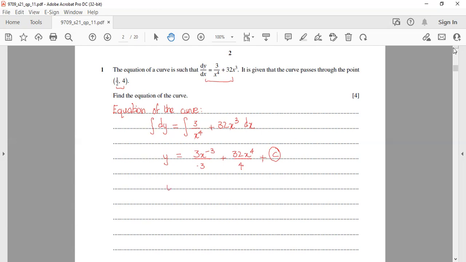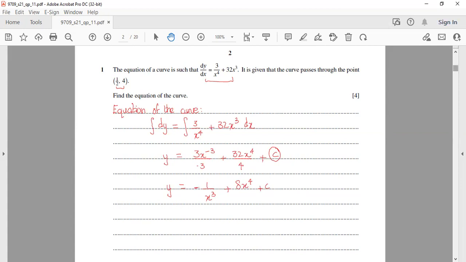Now we will simplify. So I will have y is equal to minus 1 over x to the power of 3. Okay, parce que x to the power of minus 3, quand nous rewrite, leaving 1 upon x to the power of 3 plus, donc 32 sur 4 fait 8, x to the power of 4 plus c. Donc maintenant, we need to find the value of c. Comment on fait to find the value of c? We make use of the coordinate that is given in the question.